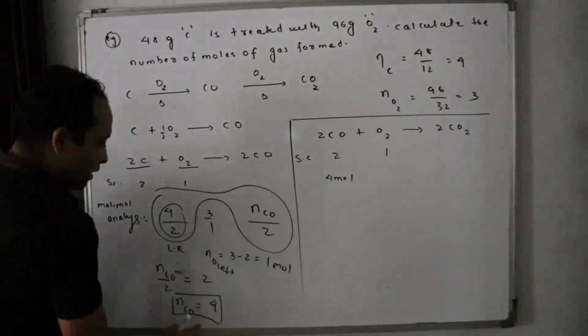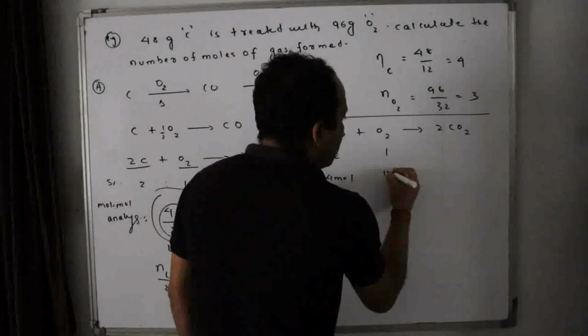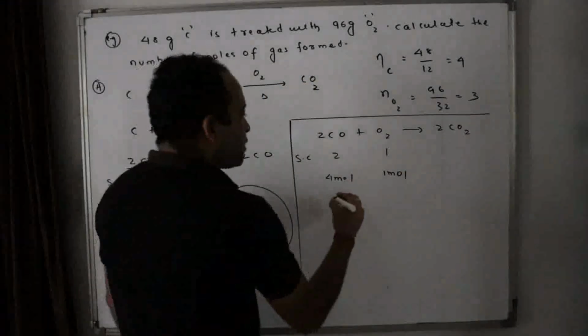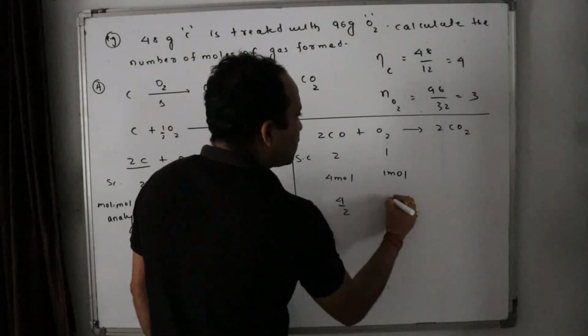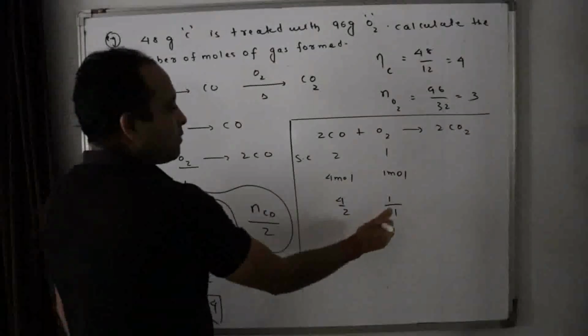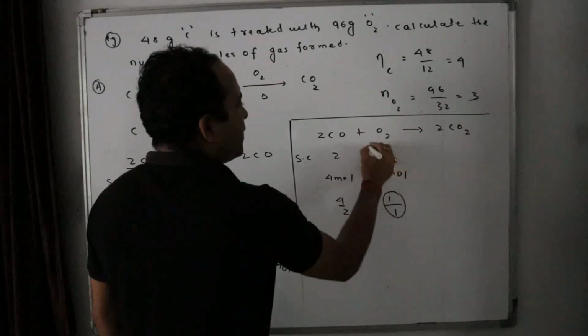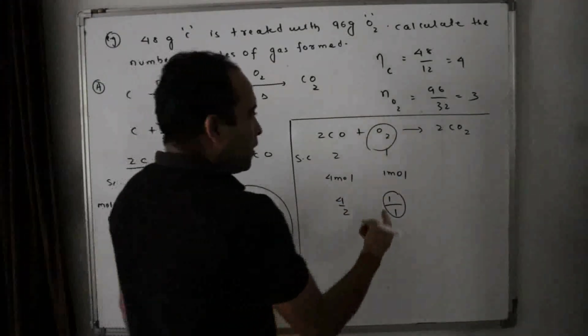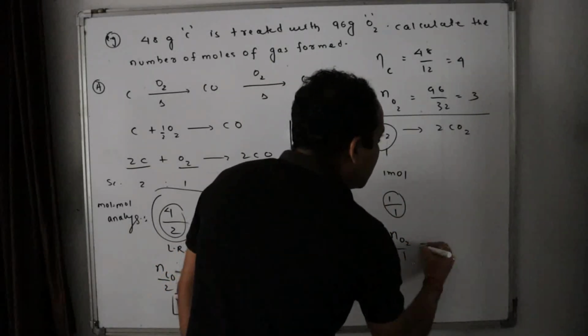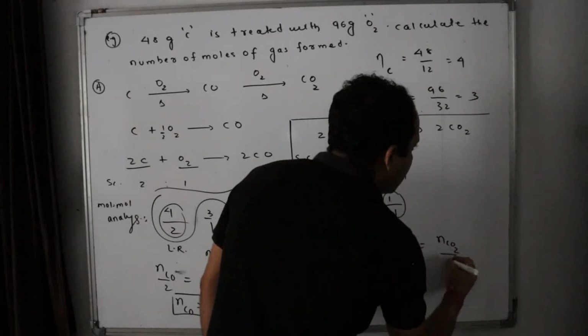4 mole of carbon monoxide formed here and 1 mole of oxygen that was left in the previous equation. Now for mole analysis, this is 4 by 2, this is 1 by 1. Now 4 by 2 is 2, 1 by 1 is 1. That means oxygen is the limiting reagent. That means the entire oxygen will be used up. Now here how can I calculate? Number of moles of oxygen by 1 equals number of moles of carbon dioxide by 2.